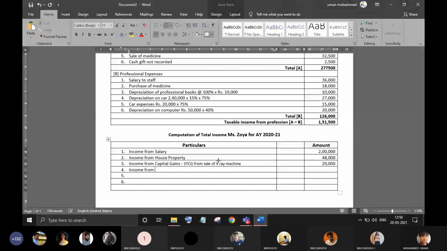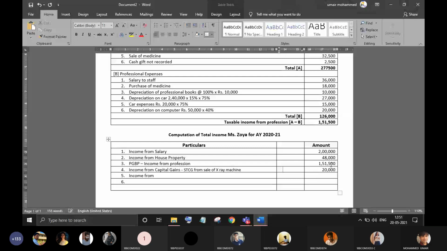Next is income from, okay, I think we have forgotten the most important one, income from profession. So we'll take that here. So profit and gains from business and profession. So income from profession, which is 1,51,500.